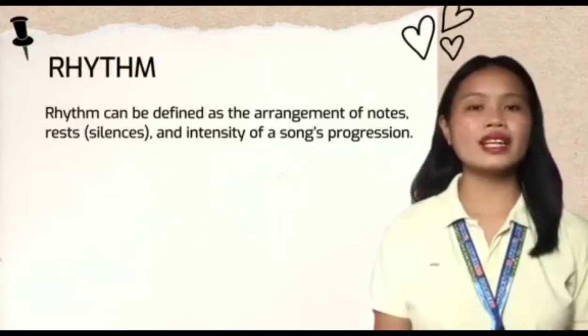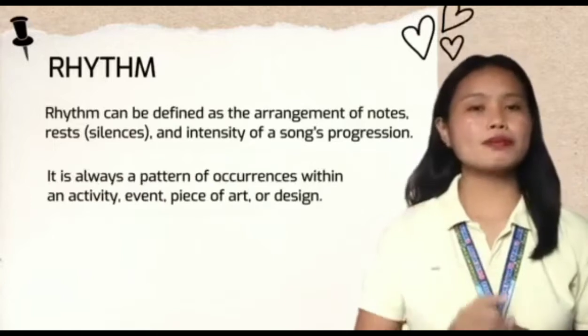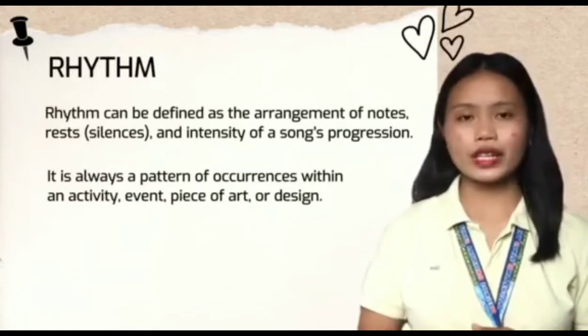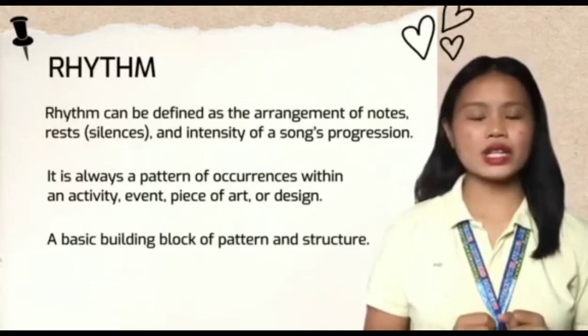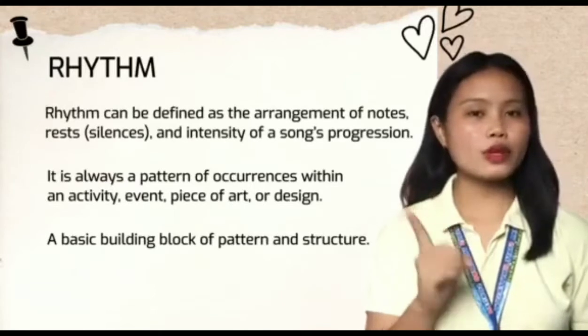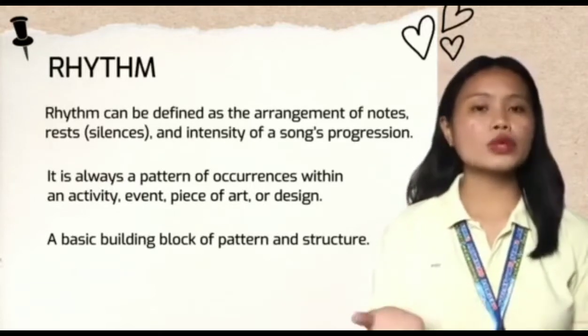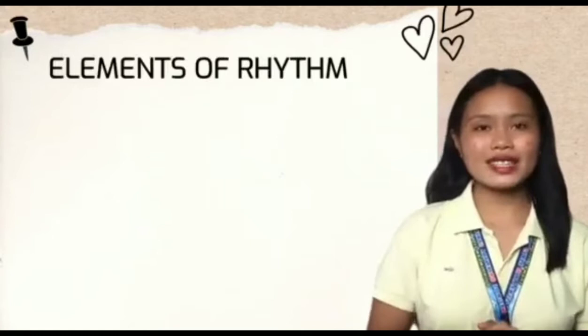At a broad level, rhythm is basically the same all around. It is always a pattern of occurrences within an activity, event, piece of art, or design. It is a basic building block of pattern and structure, but what differentiates music rhythm from other fields are its elements, which we are going to explain further from this discussion. Now let us proceed to the first element, which is duration.